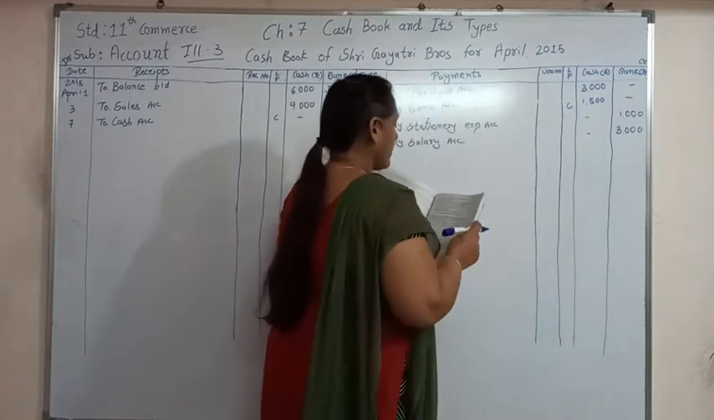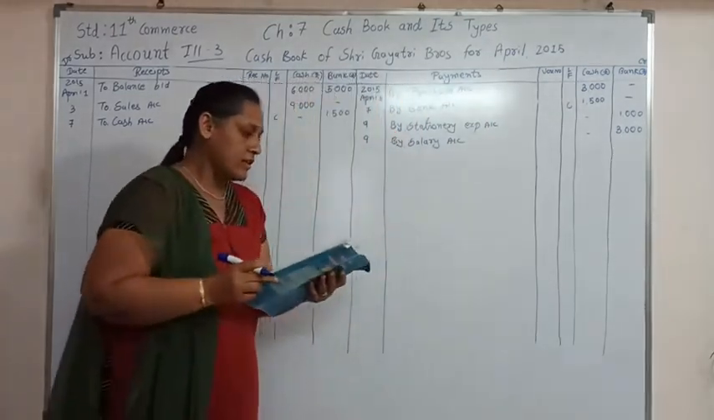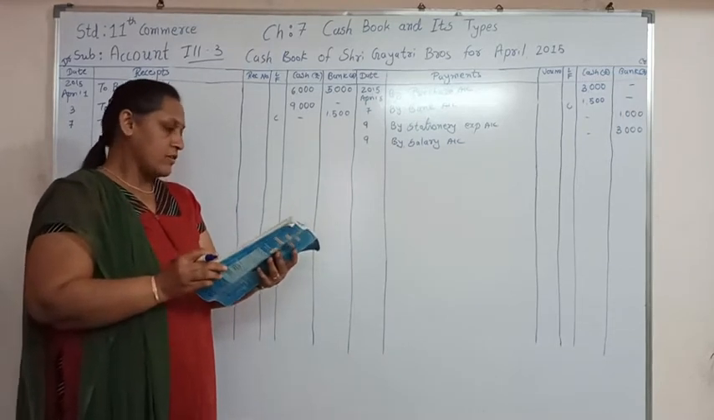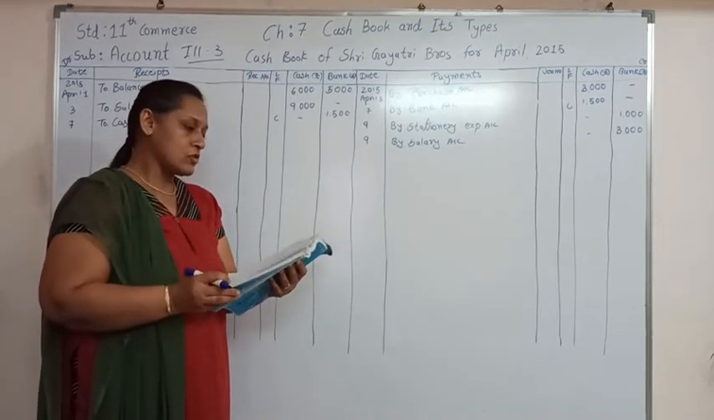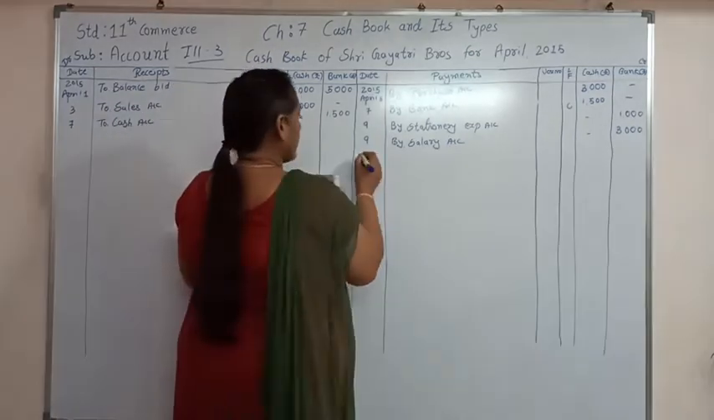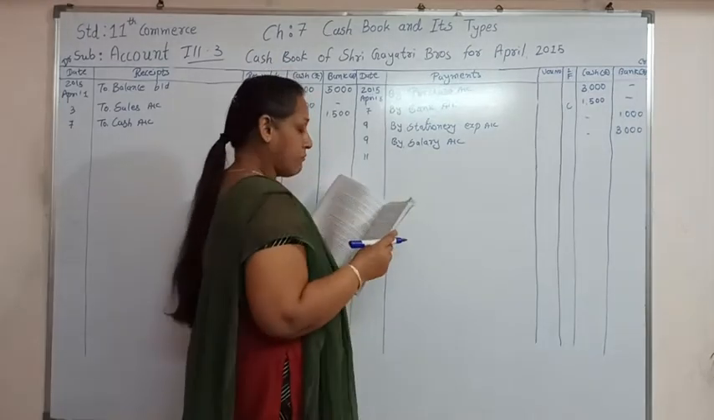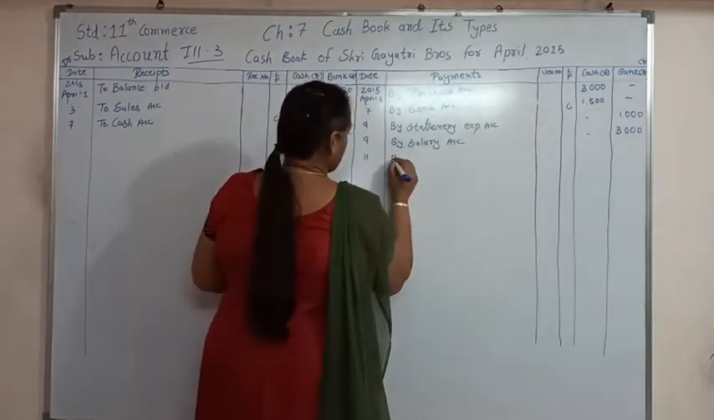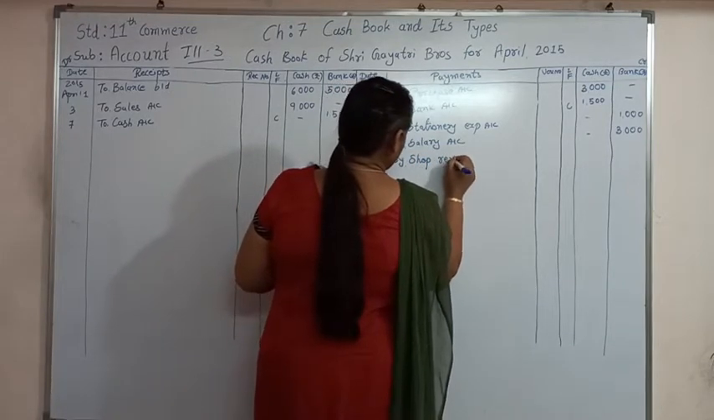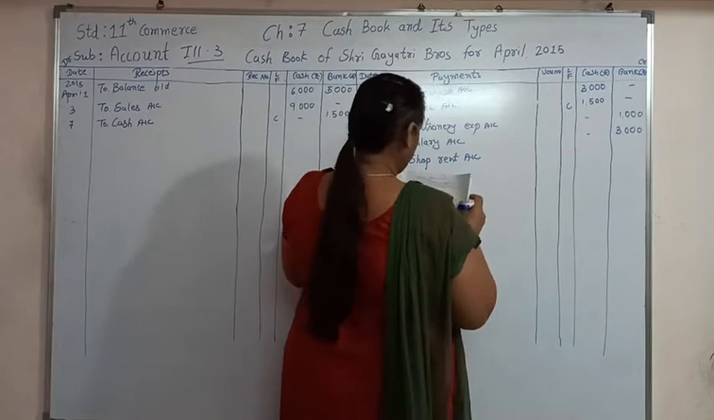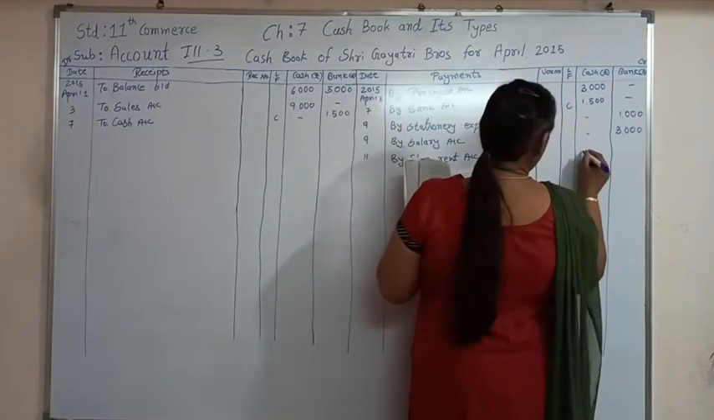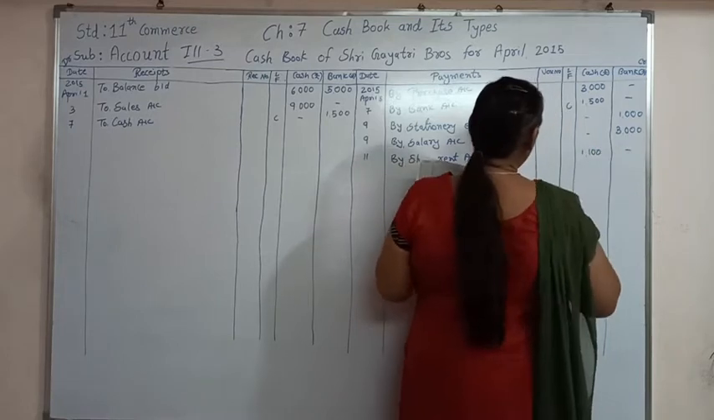Now let's see date number 11, rupees 1,100 paid towards the shop rent. So we have paid towards the shop rent and the amount is 1,100. So here we will write by shop rent account, and the amount is paid by cash. So here we will write in the column of cash.